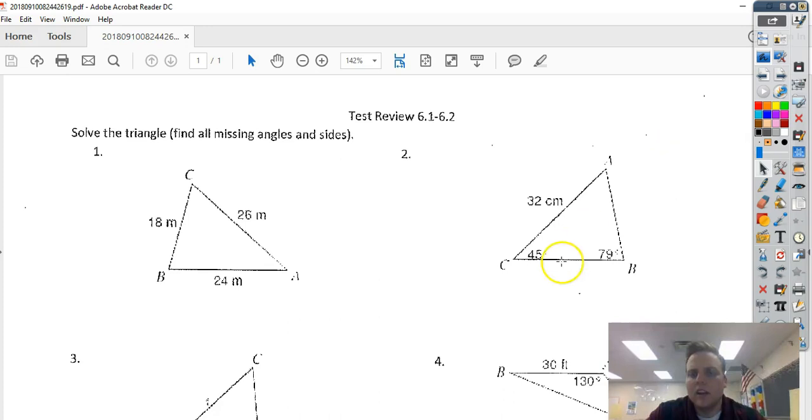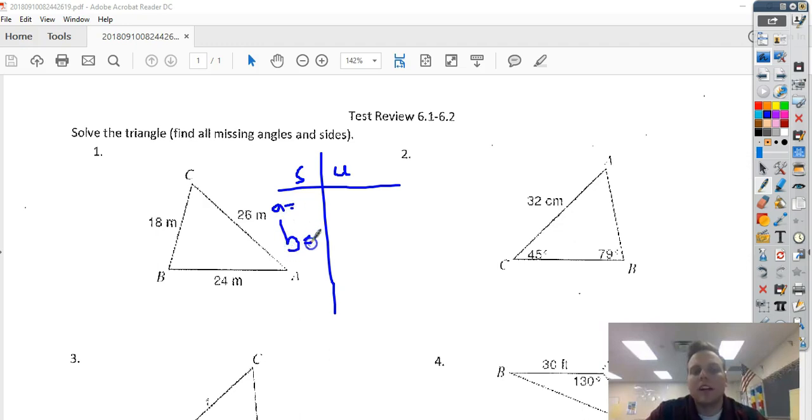Problem number 2 says, same idea, find all missing sides and angles. I'm going to assume it's not a right triangle, so I start off with sides and angles. Alright, so little a, little b, little c, big A, big B, big C. I'm doing problem 2, I'm just writing it all the way over here so I have some space. Little a, I don't know. Little b is 32. Little c, I don't know.